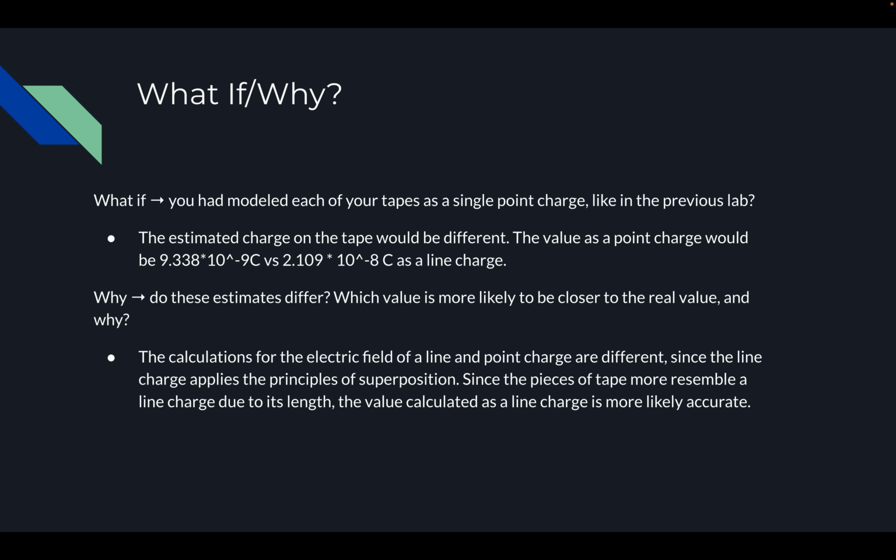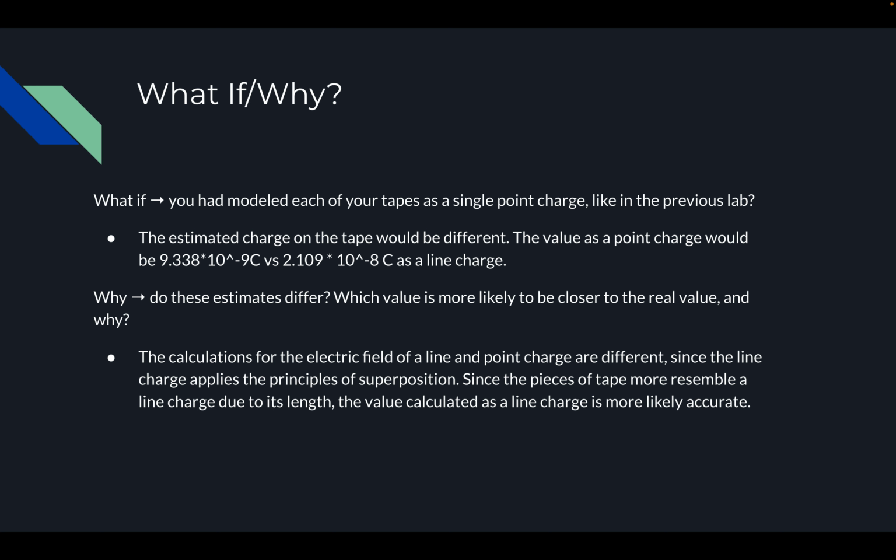So what if I had modeled each of the tapes as a single point charge like in the previous lab? Well, as I mentioned before, the estimated charge on the tape would be different. The value as a point charge would be 9.3 times 10 to the negative 9th coulombs versus 2.1 times 10 to the negative 8th coulombs as a line charge. So why do these estimates differ? Which value is more likely to be closer to the real value, and why?